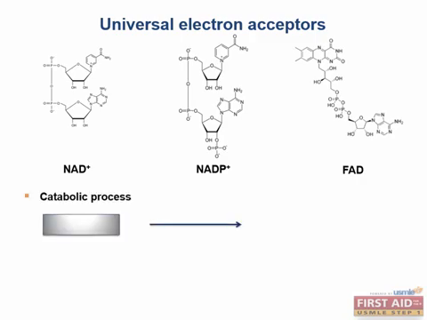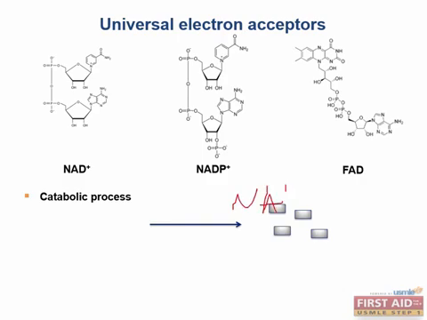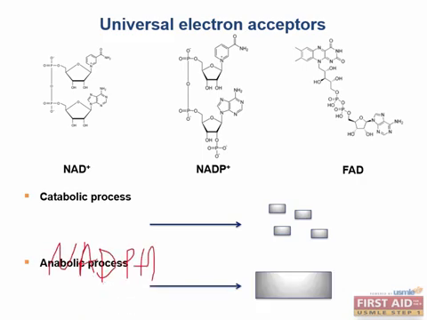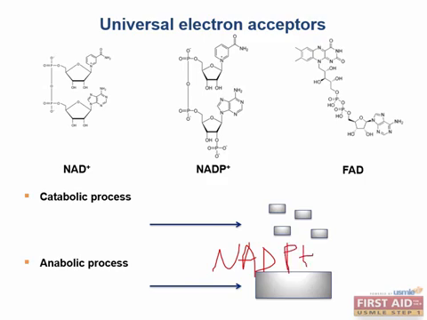NAD+ is mostly used for catabolic processes that break down organic molecules. And the electrons are carried in reducing equivalents as NADH. If NAD+ is primarily used in catabolic processes, what's NADPH used for? NADPH is used in mostly anabolic reactions, such as steroid and fatty acid synthesis.